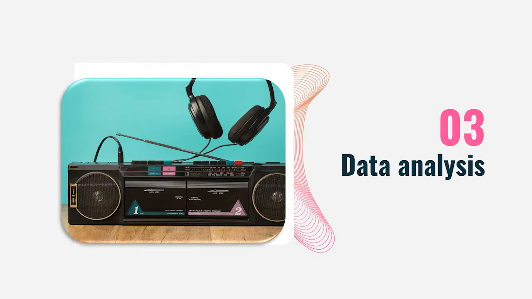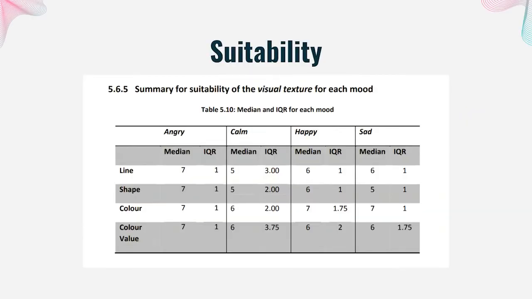Now we go to the next section, data analysis. In measuring the suitability of the visual texture, participants were asked to answer a questionnaire right after they completed each task. We measured it on a 7-point Likert scale, ranging from strongly disagree to strongly agree. As you can see in the table, the small interquartile range, or IQR, value for angry, happy and sad moods indicates that the majority of the participants agreed that the visual textures are suitable for the music mood.